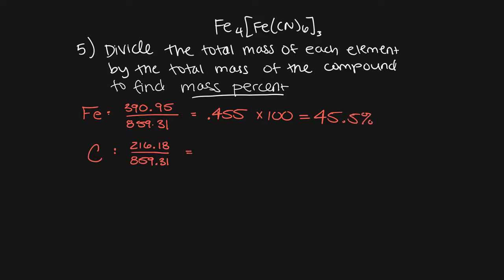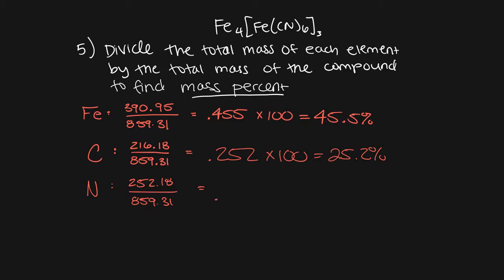We repeat this with carbon to get 0.252, and we multiply this by 100 to equal 25.2%. And again with nitrogen to get 0.293 multiplied by 100 to equal 29.3%. To check your work at the end, you can add up your mass percent and they should all add to be 100%.